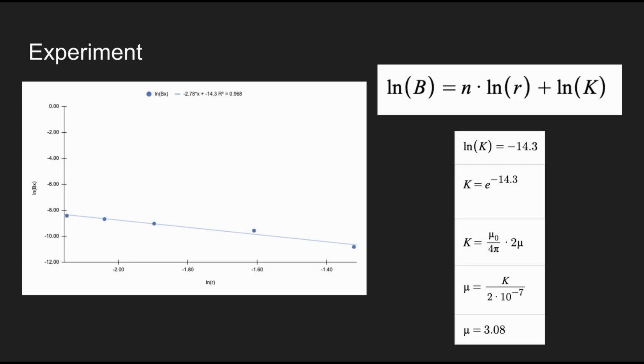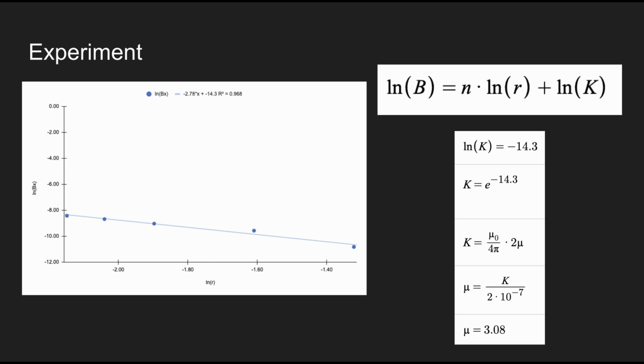With all the data captured on a spreadsheet, I could plot the on-axis data onto a graph with the horizontal axis as the natural log of the distance and the vertical axis as the natural log of the magnetic field. By using the data's line of best fit and the graph's relation to the Biot-Savart law, I could identify the constant being multiplied to 1 over distance cubed.